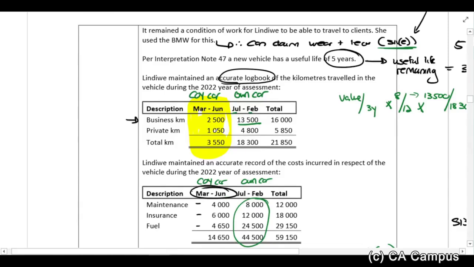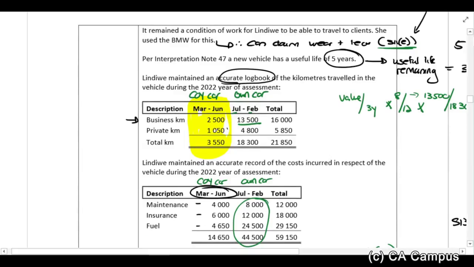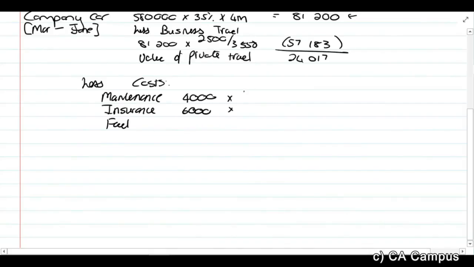So March until June, July until Feb in total. We use March until June again. These are the costs. We multiply it by the private kilometers over the total kilometers. Private 1050 over 3550 for both of these. Again, remember we've already deducted the business portion in full above. So we have to do this only for the private. This is a common mistake that students make.